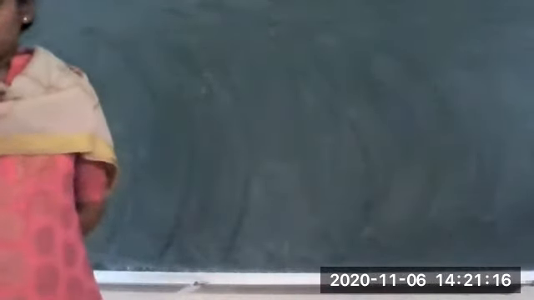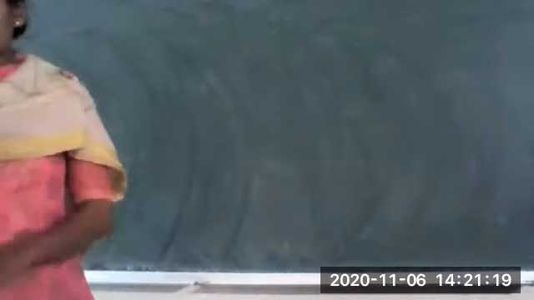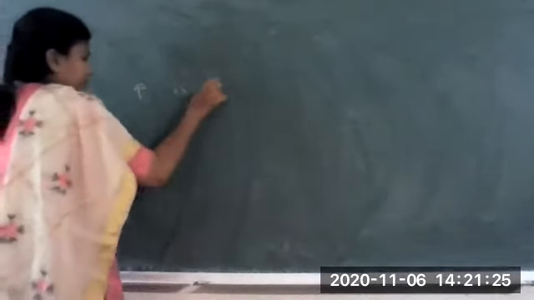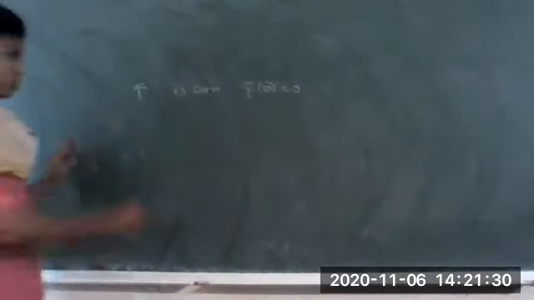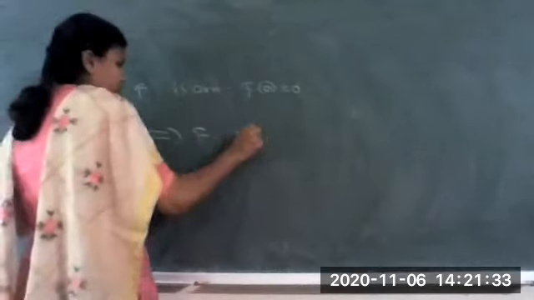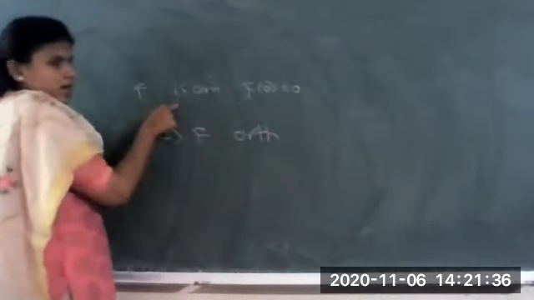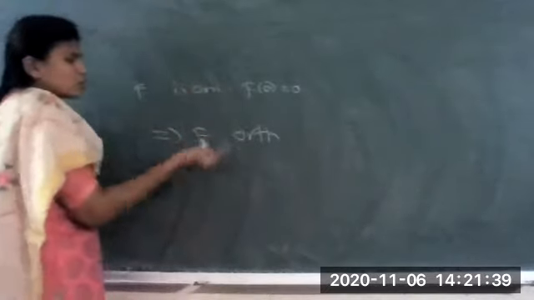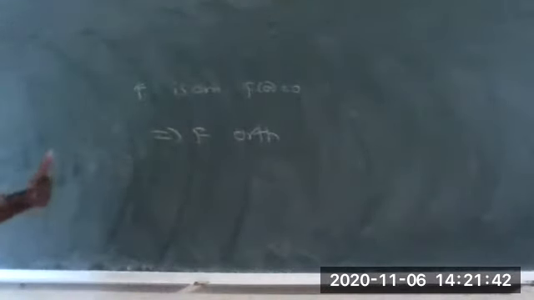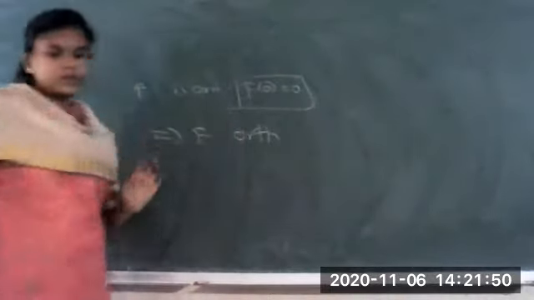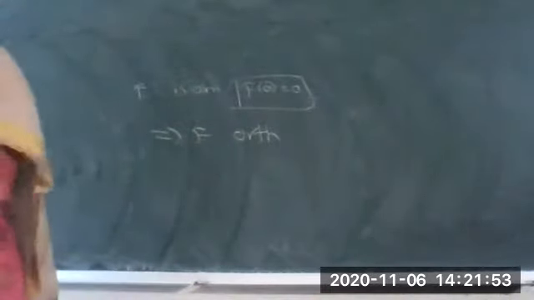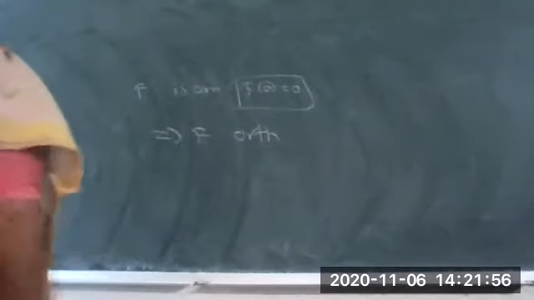So in the next lecture we will see that if f is an isometry and f of 0 is equal to 0, we have to prove that f is an orthogonal transformation. Just now we have proved that every orthogonal transformation is an isometry, but whether every isometry is an orthogonal transformation, the reverse way. This will be true only if f of 0 is equal to 0. This we have to prove in the next lecture.